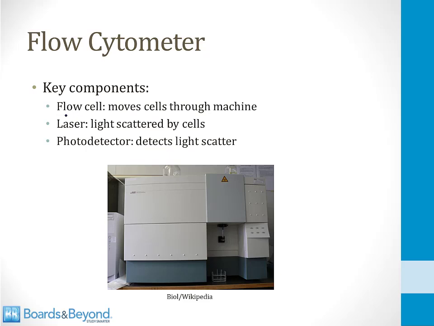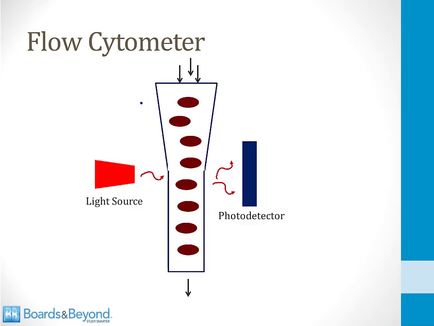The key components are a flow cell, which moves cells through the machine. There is a laser, which bombards the cells with light that will be scattered, and then there is a photodetector, which detects the light that is scattered by the cells. Here's a picture you can keep in your mind just to better appreciate this. We have cells flowing in a liquid stream. There is a light source which is bombarding the cells with light. The light is being reflected and the photodetector is picking up the light. And based on the characteristics of the reflected light, the photodetector will characterize the cells.